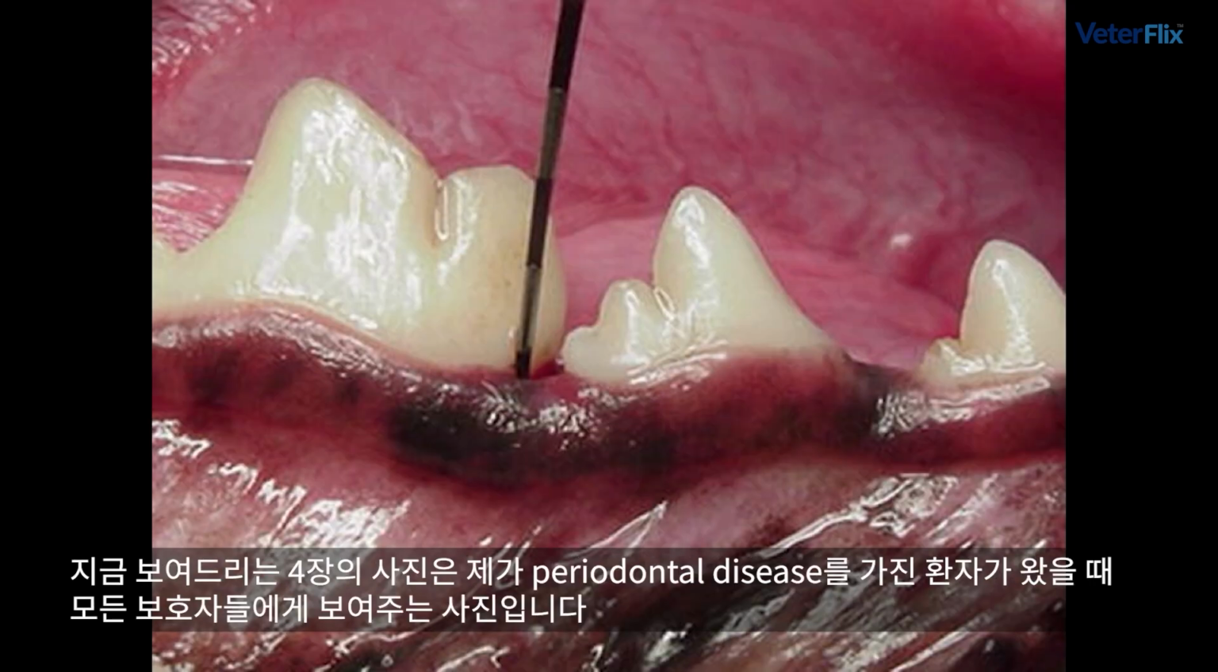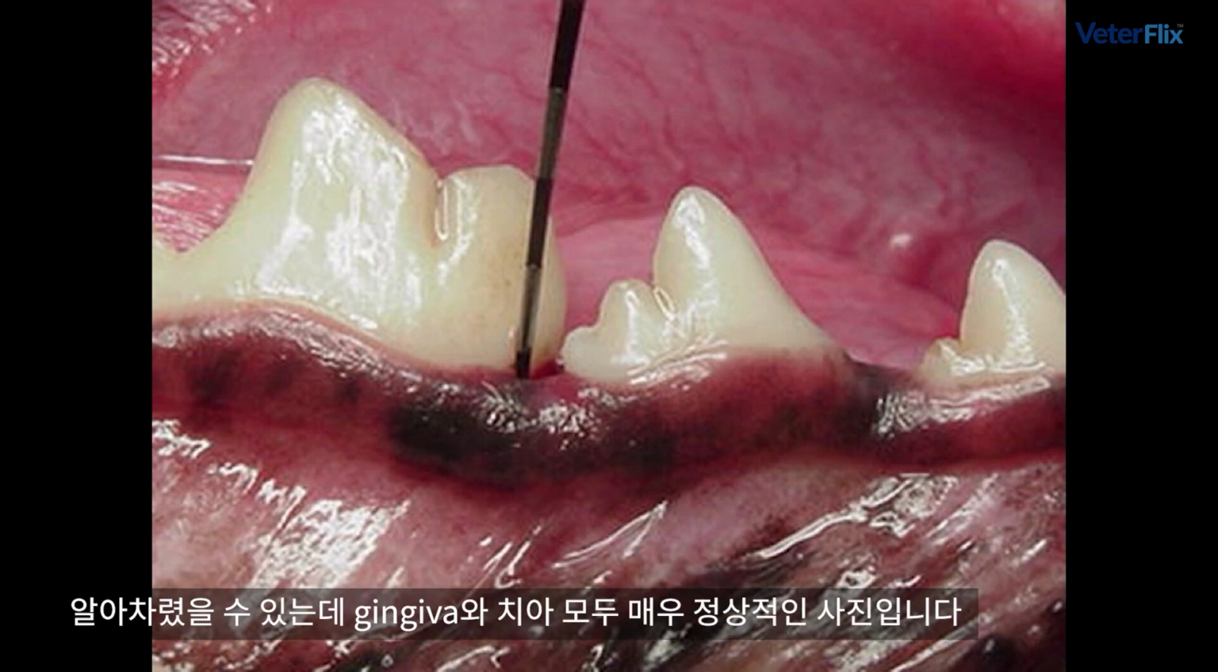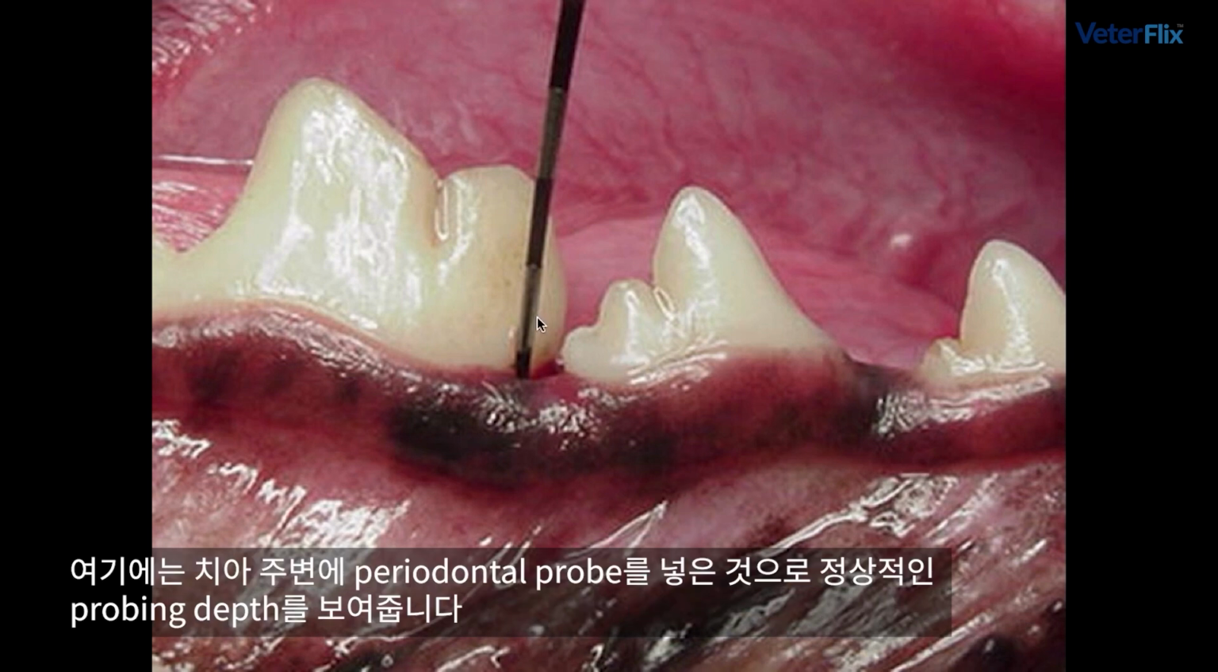This is the first of 4 images that I present to every single client with periodontal disease as a presentation for their pet. And if you'll notice, the gingiva and the teeth themselves look really normal. There's a periodontal probe inserted here adjacent to this tooth, and it represents a normal probing depth.